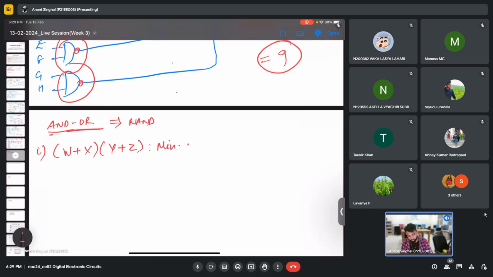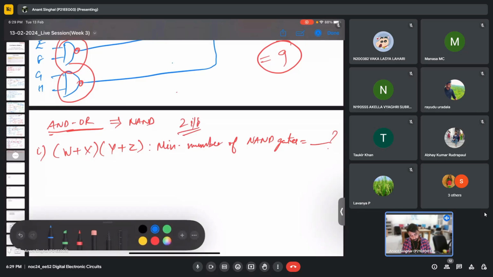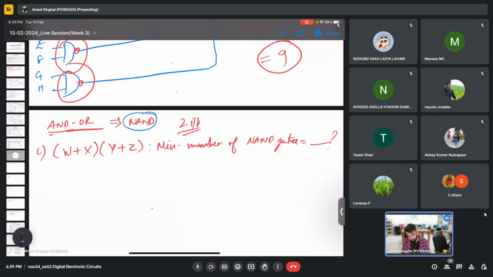Now I'm asking you again the minimum number of NAND gates. So let's try to do this particular problem here only. You can only use 2 input NAND gates. So quickly let me know the answer. One thing you need to remember is NAND is only easier using AND OR implementation, not OR AND. So try to do the same using shift logic and then let me know. You can take 2 minutes again.